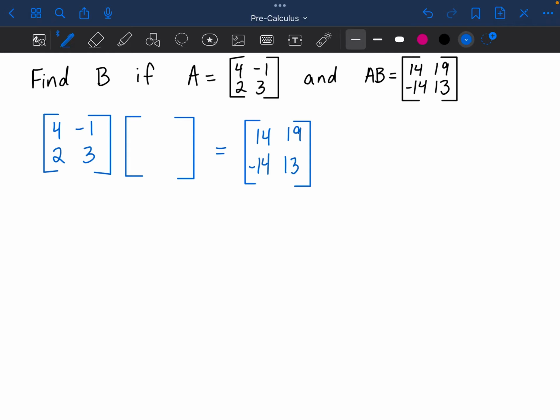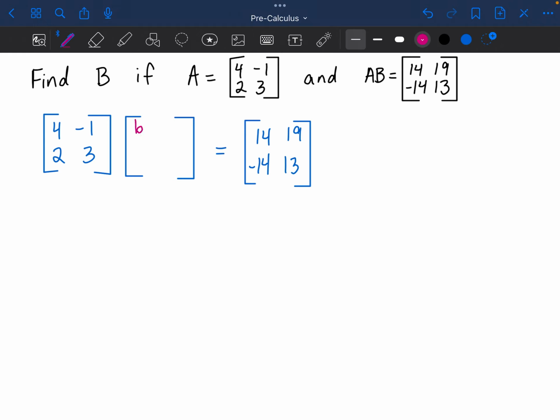All right, we got some reverse matrix multiplication here. So instead of solving for matrix A times matrix B, we're trying to solve for matrix B. What I did first is I set up my matrix multiplication by setting A times the blank matrix B equals AB. I'm going to label each piece of matrix B because we need to solve for 4 different things here.